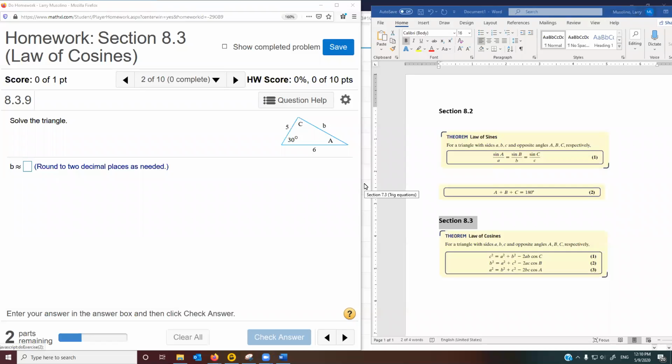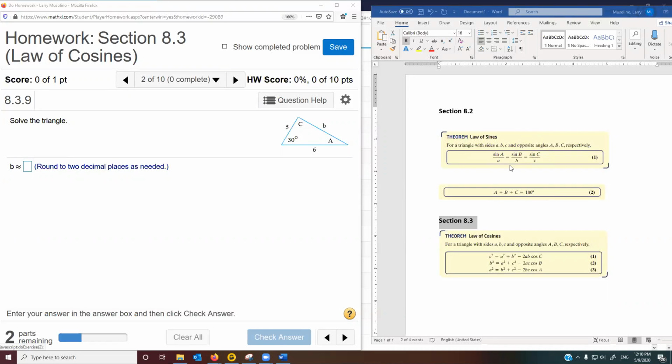All right, hi folks. I'm recording a video for Section 8.3, and this has to do with a concept called Law of Cosines. So you might remember in Section 8.2, we worked with Law of Sines. And we also made use of the fact that all three angles in a triangle must add up to 180 degrees, and that allowed us to solve different examples and applications using Law of Sines.